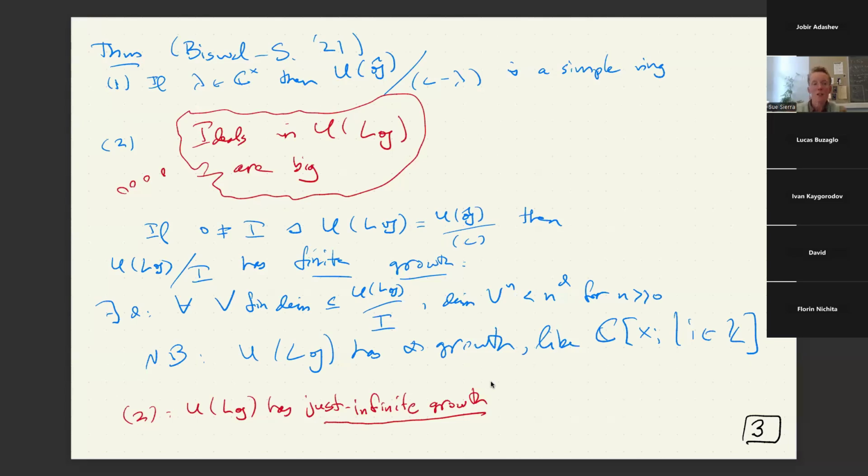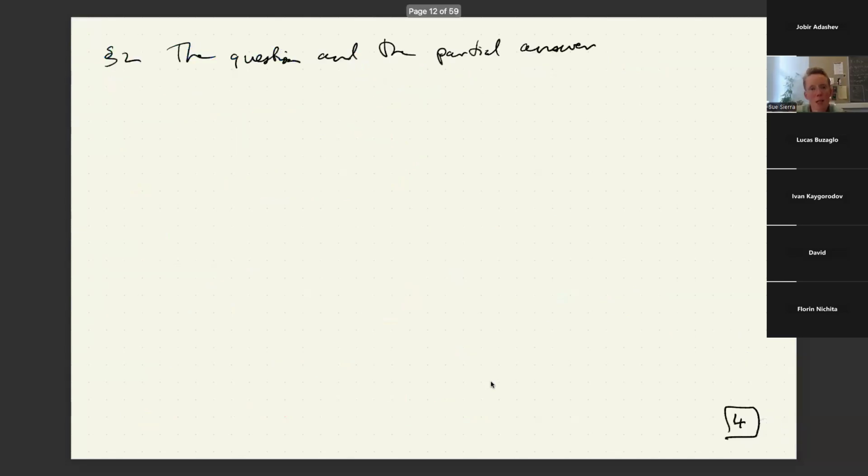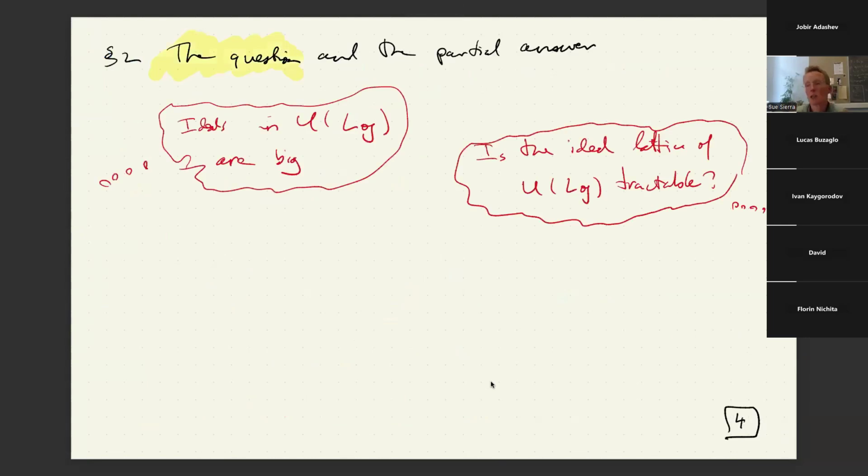So this is what is in the literature about two-sided ideals in U of G hat. And the open questions are clearly about two-sided ideals in the enveloping algebra of the loop algebra. So, well, what we know already suggests a question, because we know that ideals in the enveloping algebra of the loop algebra are big.